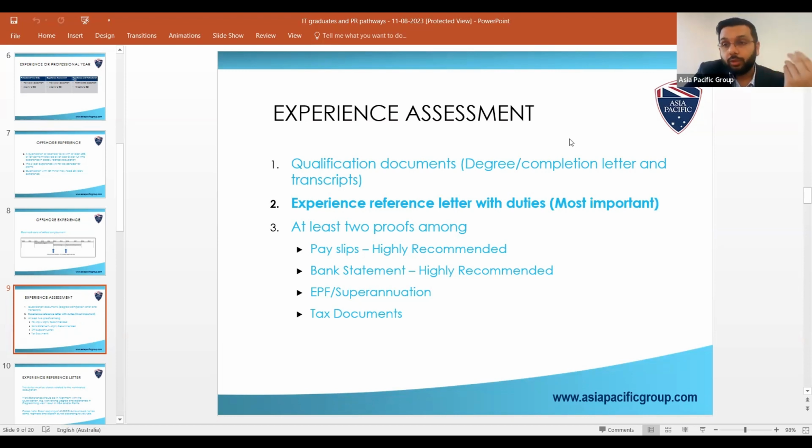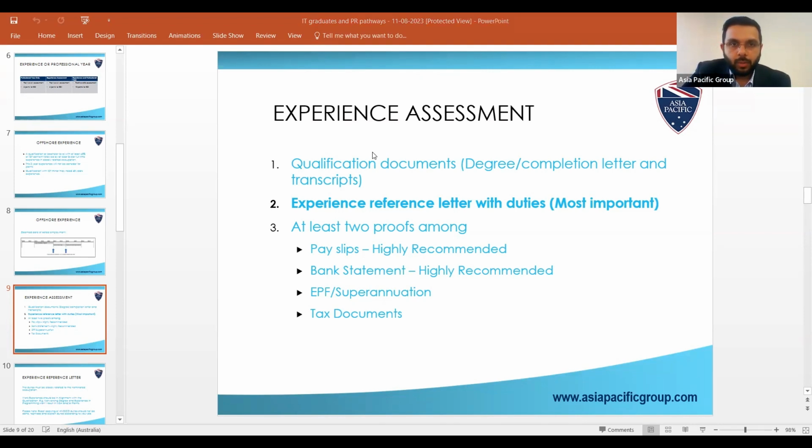Duties are the most important part, because if a company like Infosys says, he was a software tester with us, it doesn't mean anything. The ACS will want Infosys to write very clearly what duties you were doing over there, what your tasks and projects were, what you were doing exactly. They want 8 to 10 duties and responsibilities, like a job description, and exactly what you are doing, so they can assess whether this is the right work for that occupation or not. So that's also important.